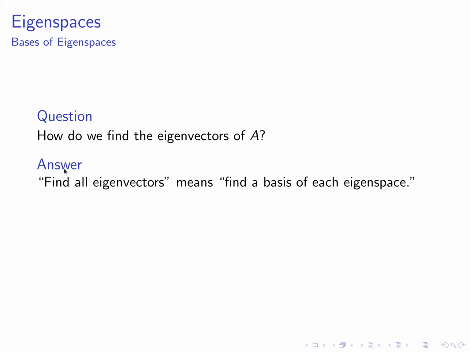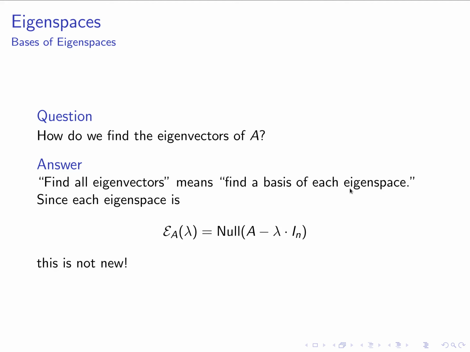If someone asks us to find all eigenvectors, what they are really asking is for us to find a basis of each eigenspace. And since eigenspaces are defined as null spaces, and since we know how to find bases for null spaces, we know how to find bases for eigenspaces. So each eigenspace is the null space of A minus lambda times the identity. So finding a basis for the space is not a new project for us.